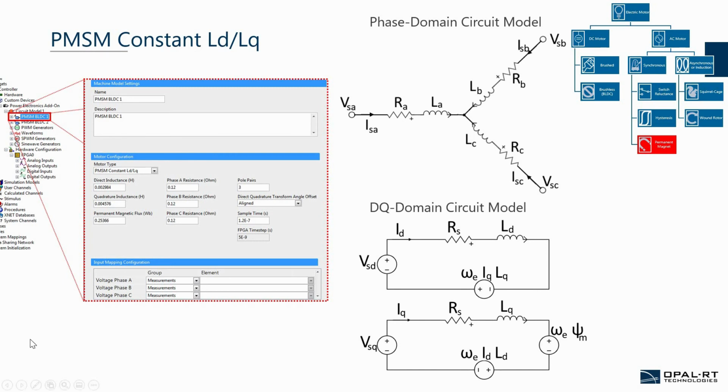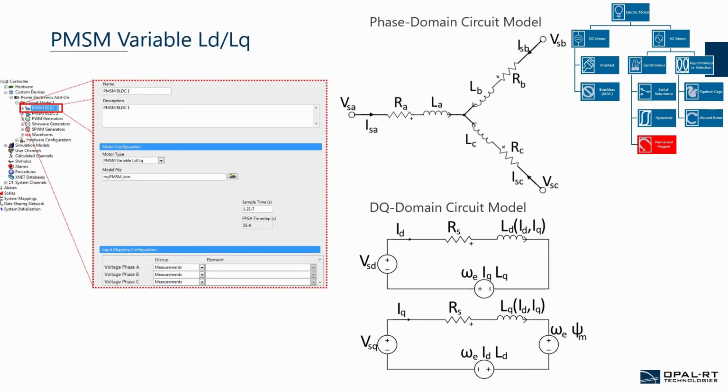As the name implies, the PMSM constant LDLQ model has constants for the LD and LQ parameters, which are configured here, direct inductance and quadrature inductance. Having a constant LD and LQ means the machine operates in an ideal way, and it is not real-world realistic, but a good place to start when testing your controller.